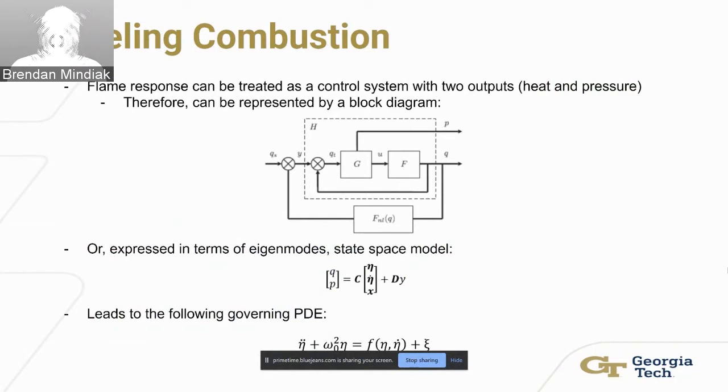Here, eta represents the eigenmodes of the thermoacoustic instability, so that's the second time derivative. Omega naught in the second term represents the frequency of these instabilities. And then it shows that it's a function of the eigenmodes and the first time derivative plus z, which is a noise term, which I'll get to at the end.